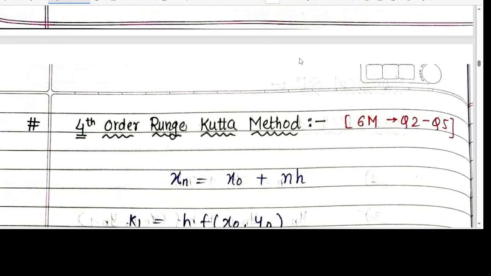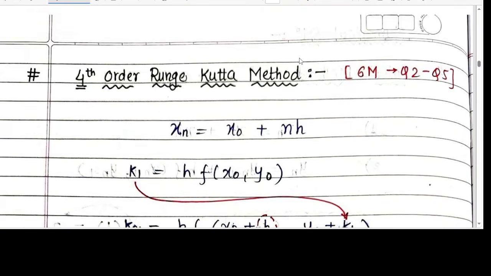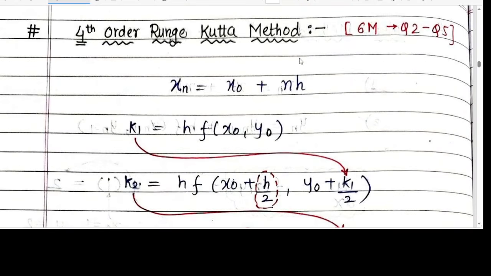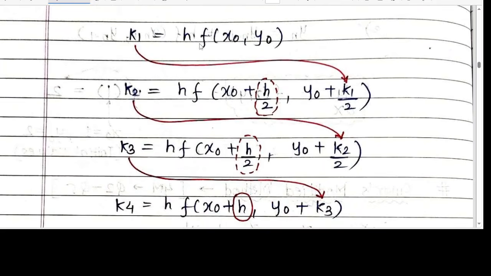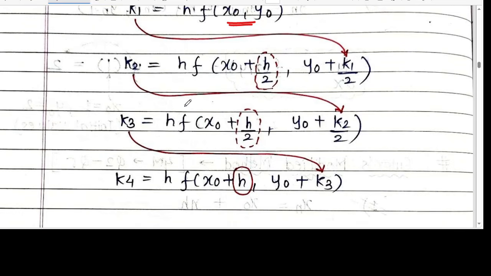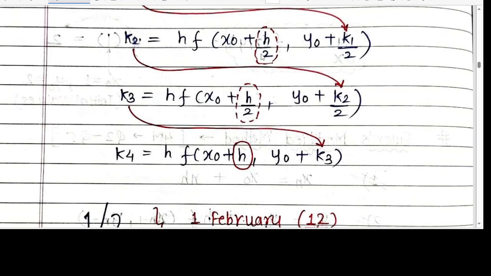Then we will see fourth order Runge-Kutta method. Here we have to find k1, k2, k3 and k4. So let us revise how to find k1. K1 is equal to h into f of x0 comma y0. Once we know k1, we can find k2. K2 is h into f of x0 plus h by 2, comma y0 plus k1 by 2. This is not the addition, remember. While calculating k3, this k2 value is used over here. Rest part is same in k2 and k3.